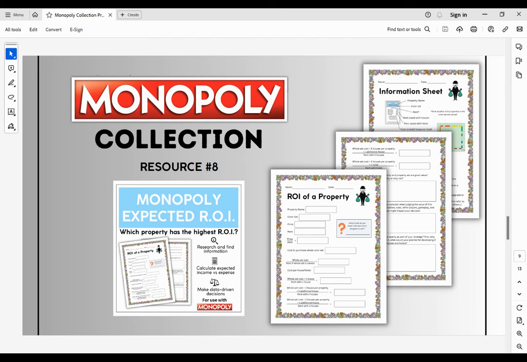Next up, we have the expected return on investment for a property. So this starts with the question of which is the best property to own in Monopoly. So we pose that question to students.